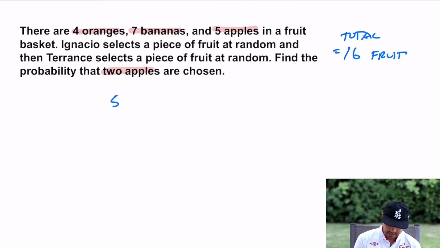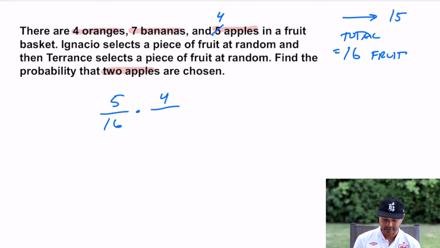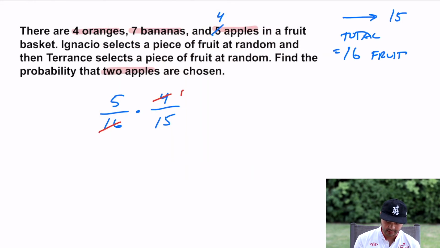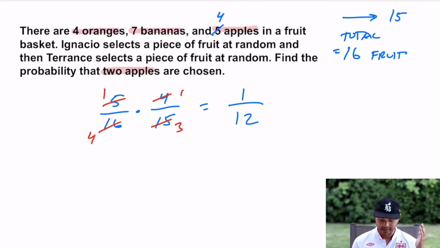So apples, there are 5 apples out of 16 total. Okay, then one of the apples is taken away. Now you have 4 apples. The total then goes to 15. So you have 4 apples out of a total of 15 because one of the apples got taken out. All right, so let's cross cancel first. So everything looks nice. That's 1 and 4. This is 1 and 3, because I don't want to multiply 16 times 15, so I'm left with 1 out of 12. So there's a 1 out of 12 chance that 2 apples are chosen.